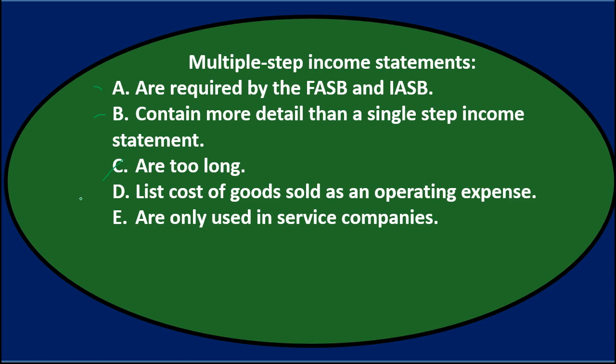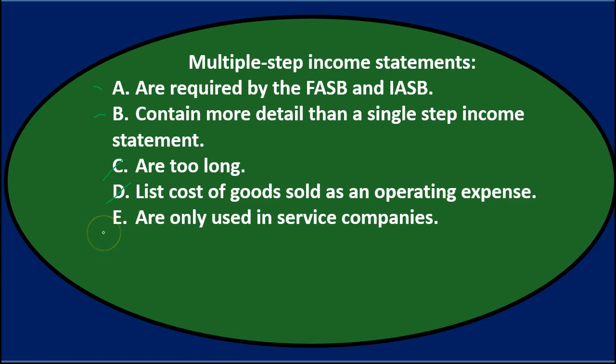D, list cost of goods sold as an operating expense. Now that's a little bit tricky because the cost of goods sold will be on the multi-step income statement, but if it's just going to be a normal operating expense, that's not where it's typically shown. It's grouped out into its own category up top. Grouping it with operating expenses would be grouping it with every other expense as in a single-step format, and we're not doing that. We're breaking it out of operating expenses to its own portion in a multi-step. So I'm going to say that's not it.